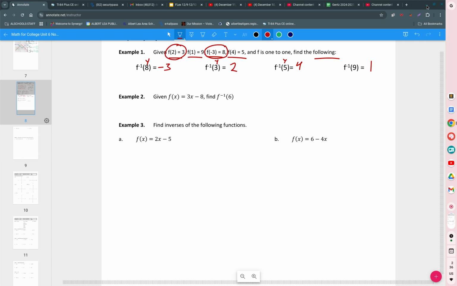Example number 2 says, given f of x is 3x minus 8, find f inverse of 6. So what that means is I have a y value of 6. You are looking for the x value. Okay? So I have an x value I'm searching for. I know that y is 6. So I'm going to take 6 and plug it into the output. I go ahead and I add 8 to both sides, and I get 14 is equal to 3x. I divide by 3, and I get x is 14/3.